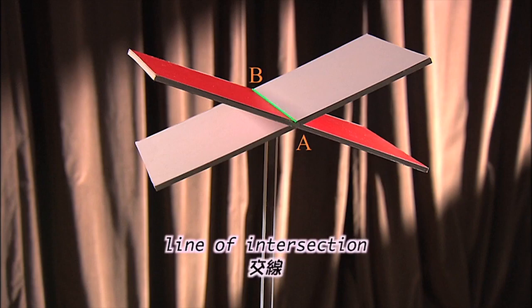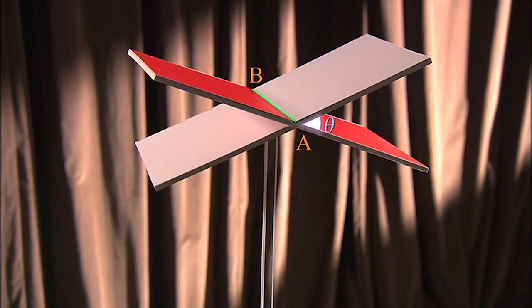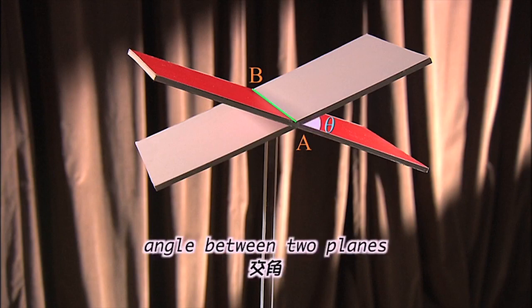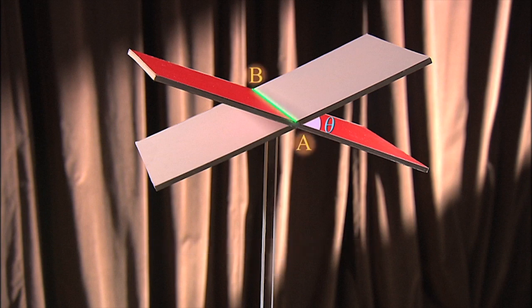This straight line is called the line of intersection. These two intersecting planes make an angle. This angle is called the angle between two planes. In this figure, AB is the line of intersection between plane alpha and the plane beta. Theta is the angle between the two planes.